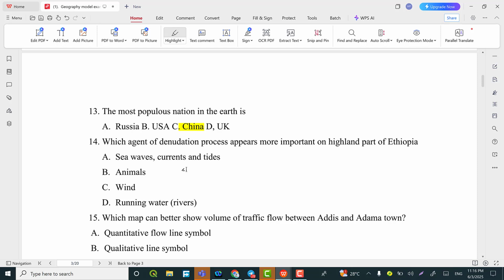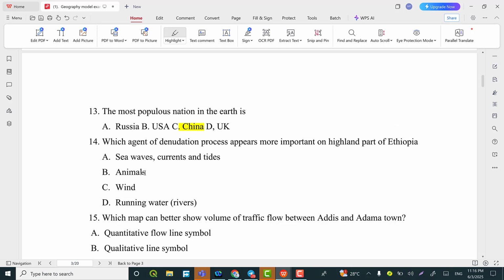Which agent of denudation processes appears more important on highland parts of Ethiopia? This question is mainly related to geomorphology. A. Sea wave, currents and tides. Sea waves, currents and tides are related to the movement of ocean water, and tides are the movement of water because of the gravitational pull between Earth and Moon. So this is not found within the highlands of Ethiopia.